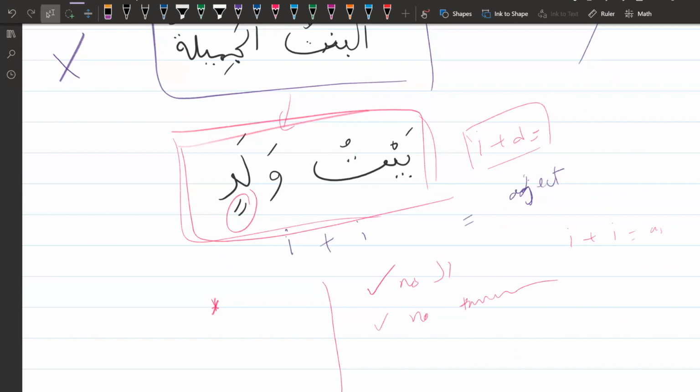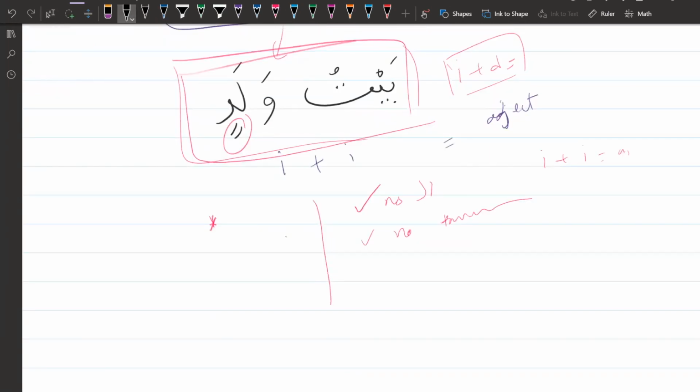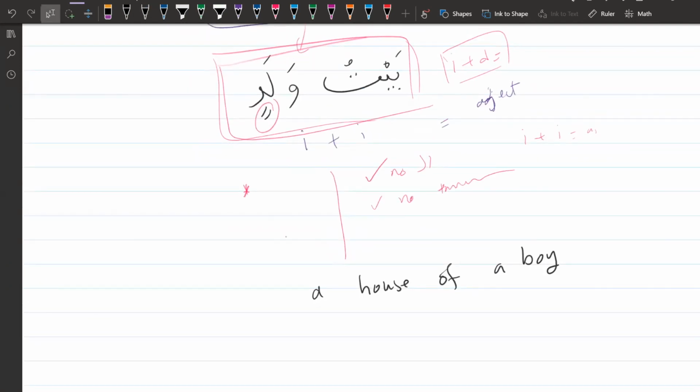So what's going on? This is in fact an idafa. So first question, what would that mean actually? If I say baytu waladin, how would you translate? Yes, it would be a house of a boy. So the translation is a house of a boy. You understand? It is completely indefinite. Both of them are nakira. Both of them are indefinite. Both the house is indefinite and the boy is indefinite.